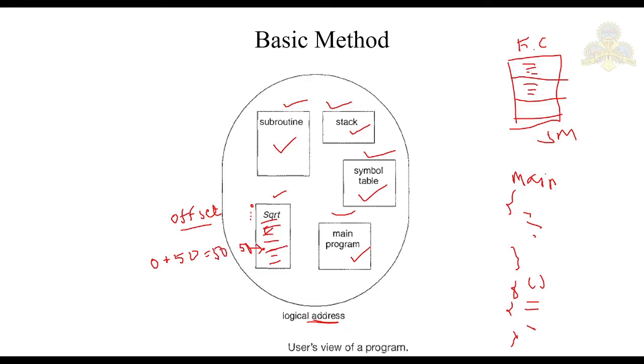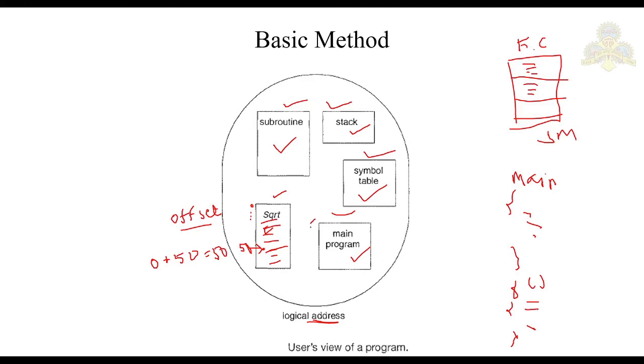Basically, segmentation is a memory management scheme that supports this particular user's view of memory. That means your logical address space is a collection of segments. Each segment will have its name as well as the length. The addresses specify both the segment name and the offset within that particular segment. So the user has to specify the address with two quantities.